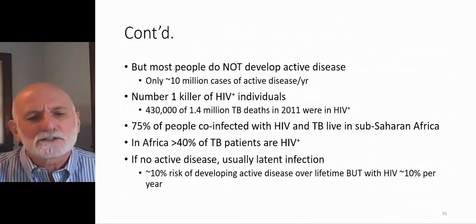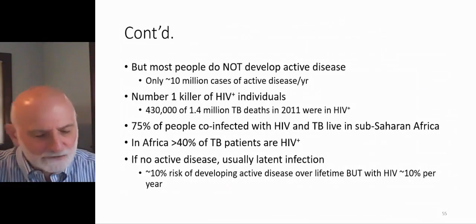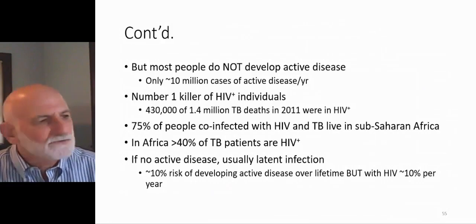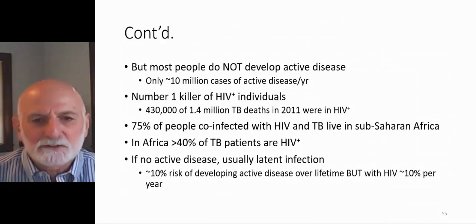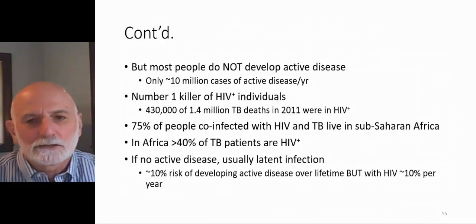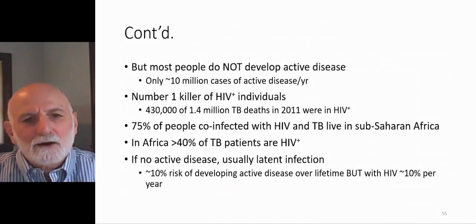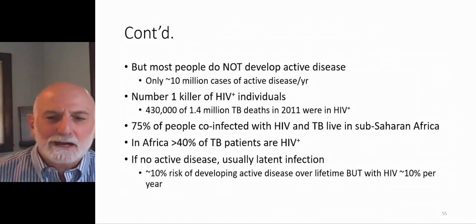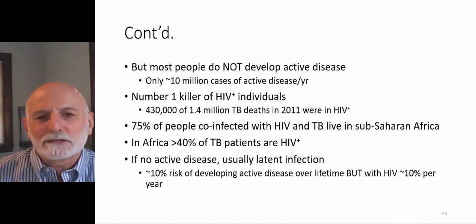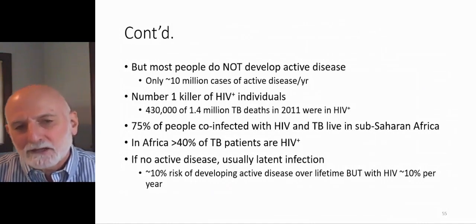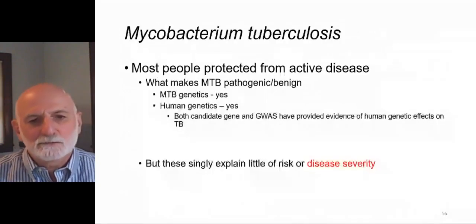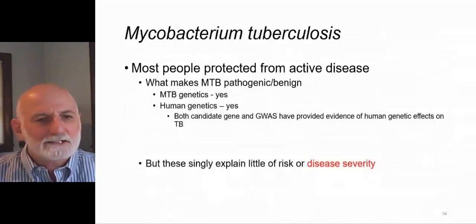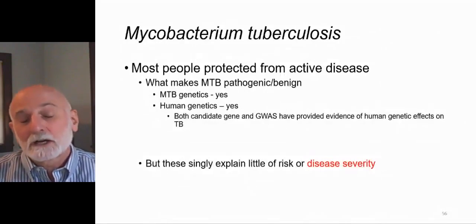So there's a huge disparity in people who are immunocompromised. So it's extremely relevant in terms of what's ongoing in sub-Saharan Africa, where there's this dual epidemic. Now, that said, most people who are not immunocompromised are going to be protected. There is evidence to suggest that there is some effect of the Mycobacterium genome. There's some effect of the human genome based on both candidate gene studies and GWAS studies that have been going on for about 10 or 20 years.